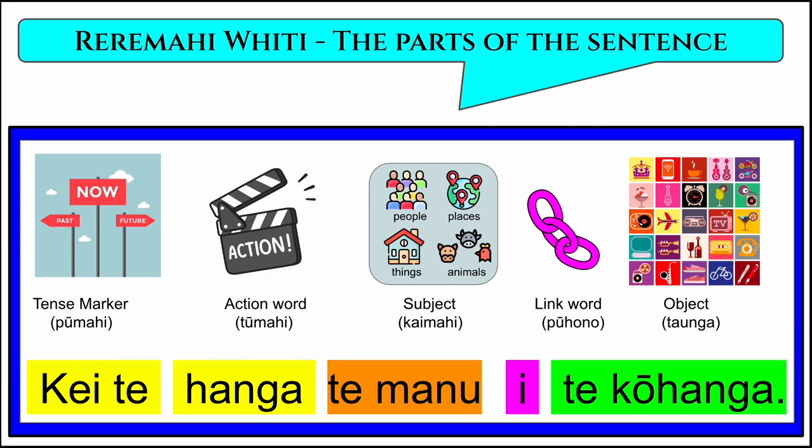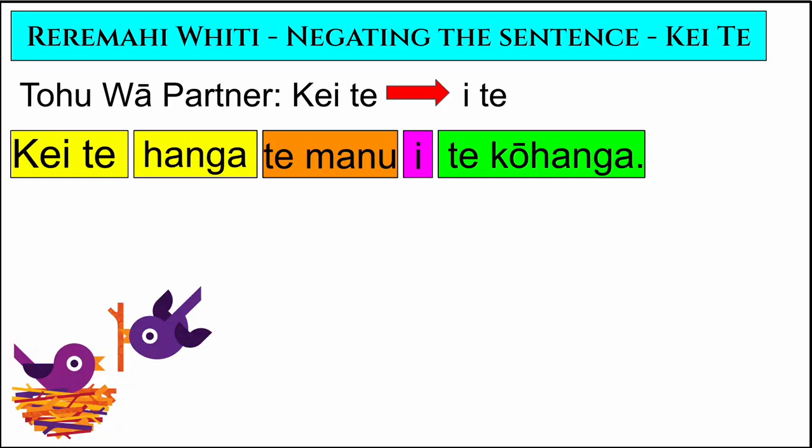Kei te hanga te manu translates into te reo Māori as the bird is building, so the object of the sentence is te kohanga, which is the nest. The joining word or pūhono for Reremahi Whiti is I. Kei te hanga te manu I te kohanga, the bird is building the nest. Kia tīmata tātou. Let's start.